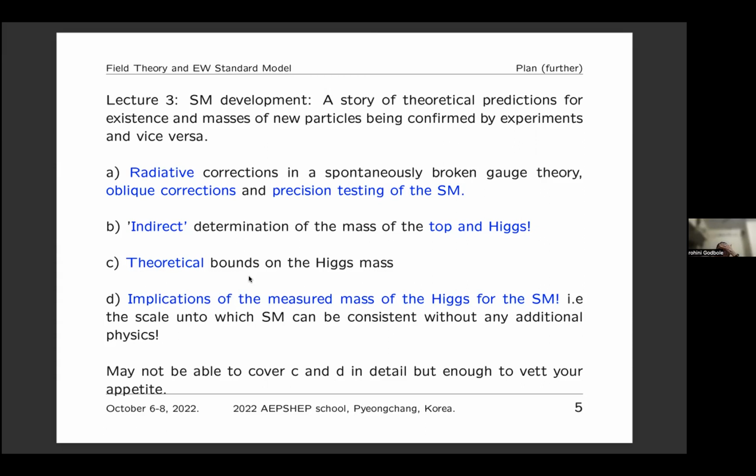That was something that was related to a question that was asked to me yesterday at the end of the discussion. I may not be able to cover the last 2 points in detail, but I think it will be enough to whet your appetite that those are also very interesting questions that right now theory is really asking.